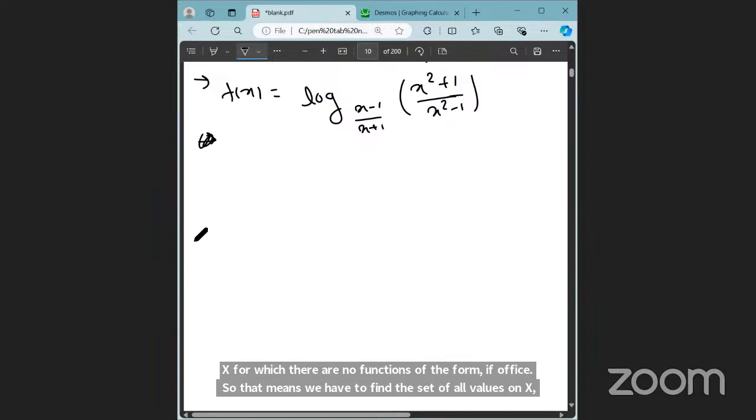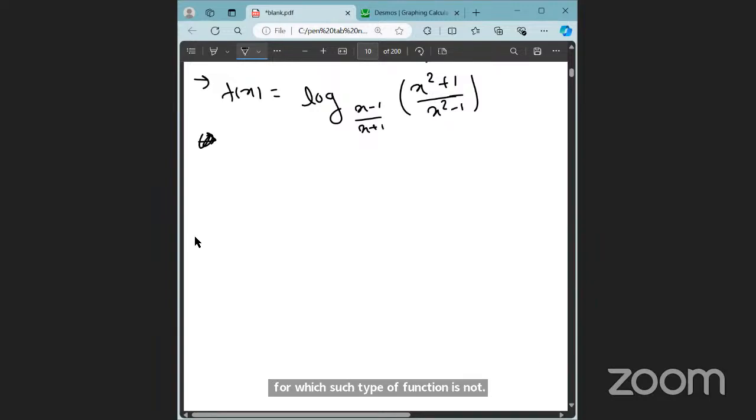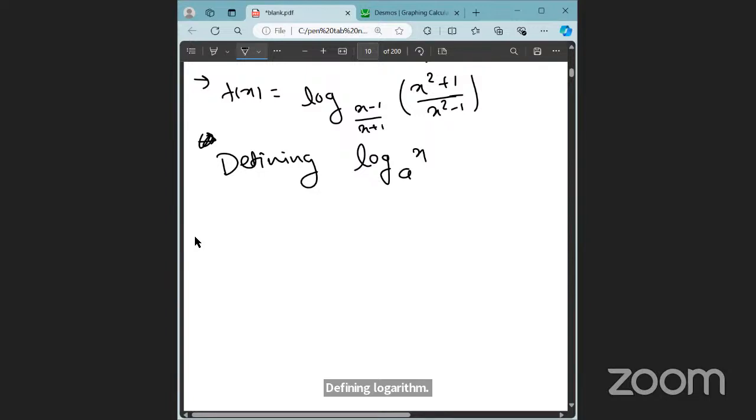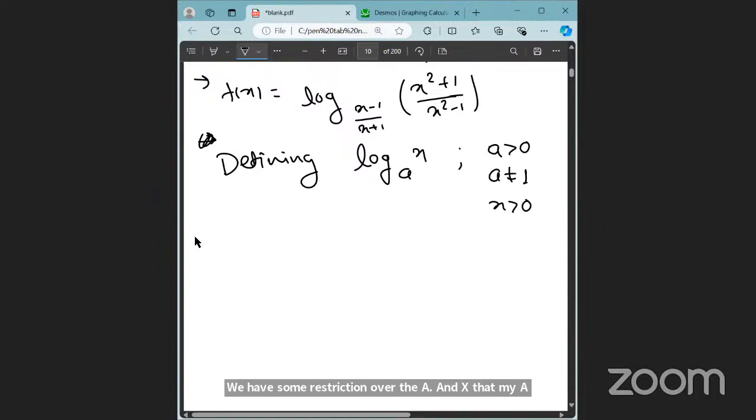So here again we see a log base a of x type of thing. I already told you that for defining a logarithm, we have some restrictions over a and x: a should be strictly greater than 0, a should not equal 1, and x should be strictly greater than 0. So we'll check all these restrictions here. The base is simply (x minus 1) upon (x plus 1), and I want it to be strictly greater than 0, because a should be strictly greater than 0.